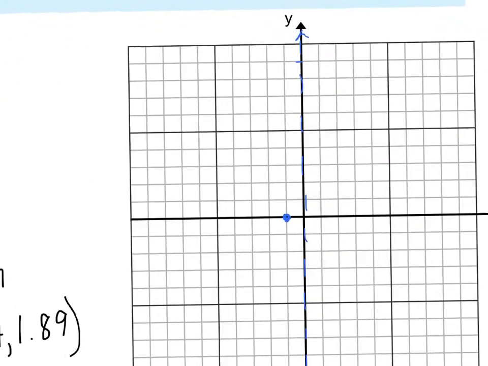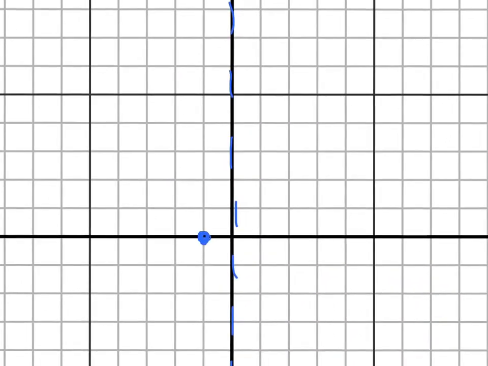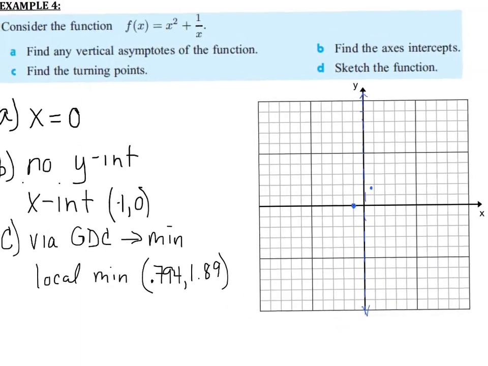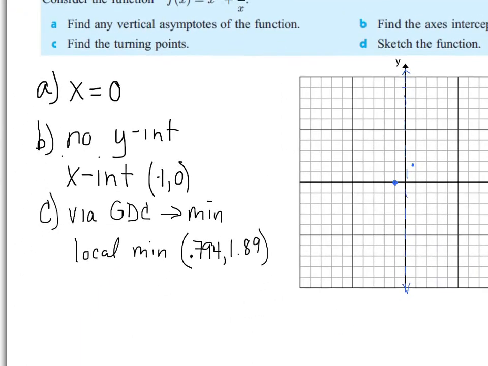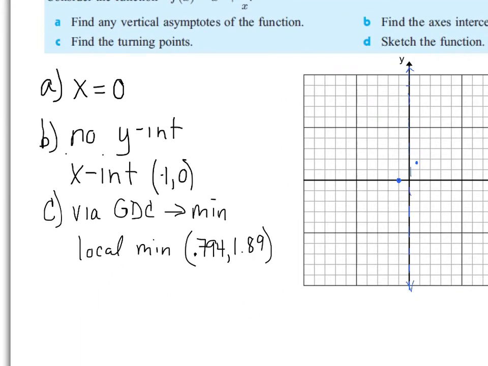So I'm going to go back in, zoom in on my graph here, and I'll identify that minimum. I go over 0.794 up to 1.89, so it's going to be somewhere right in there. Okay, there's no other max and min on my graph. No other turning points, no other intercepts.